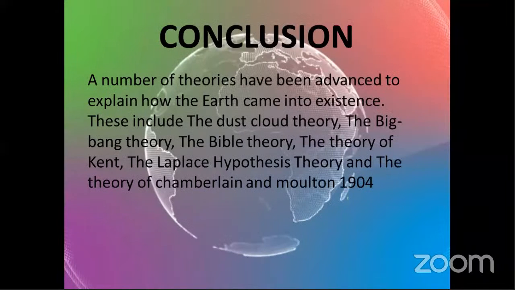So, in conclusion, a number of theories have been advanced to explain how the Earth came into existence. These include the dust cloud theory, the Big Bang theory, the Bible theory, the theory of Kent. You need to read about the theory of Kent, the Raporis hypothesis theory, and the theory of Chamberlain and Morton in 1904. I will share a summary of these theories. You can read them at your time and understand them.